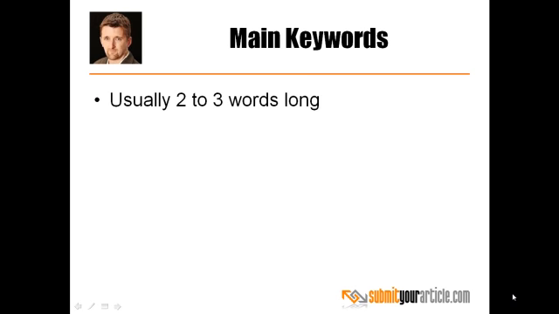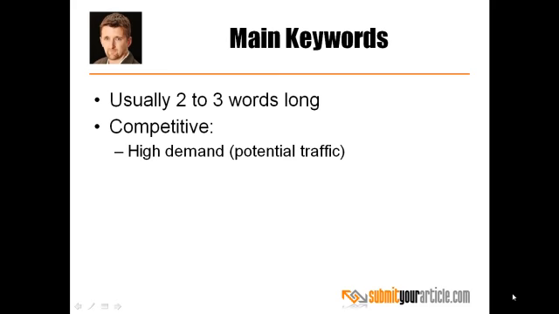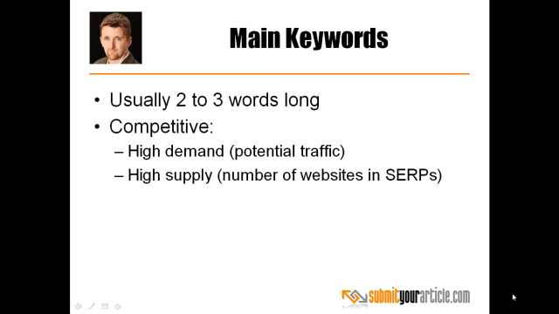Looking at the main keywords, these keywords are usually 2 to 3 words long and competitive, meaning there is a high demand for the keyword in question. So lots of people searching for the keyword, all potential visitors to your website, as well as a high supply of websites listed in the SERPs. For those who don't know, SERPs means search engine results pages, or what a search engine like Google displays to you when you do a search, but basically a list of suitable websites in response to the search that you're doing.